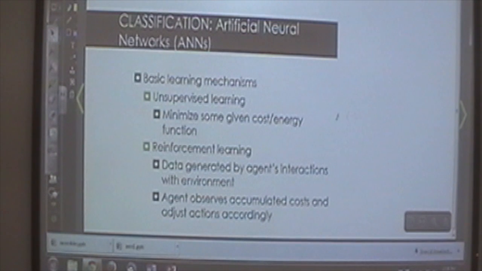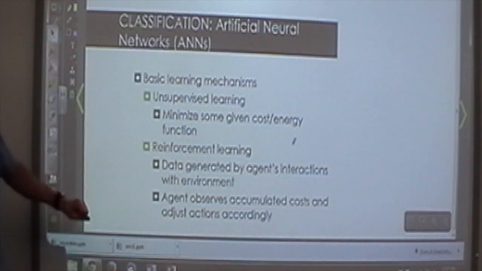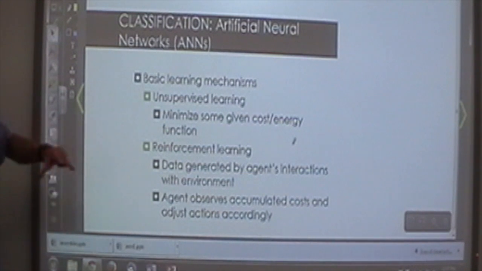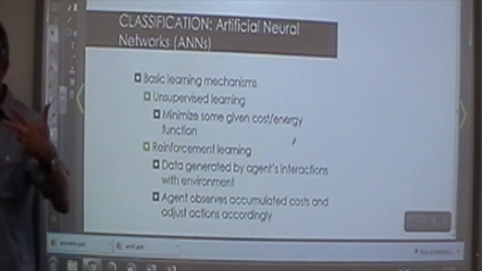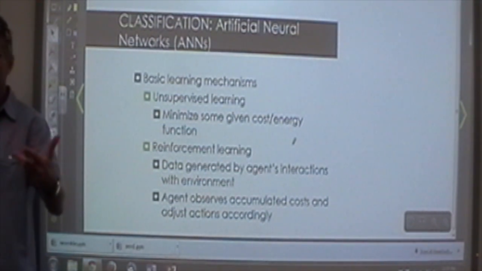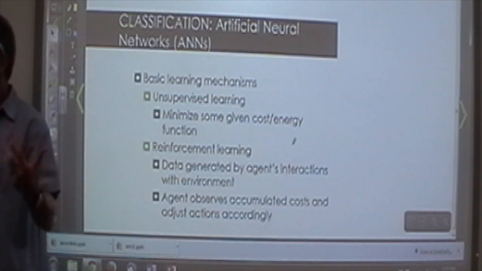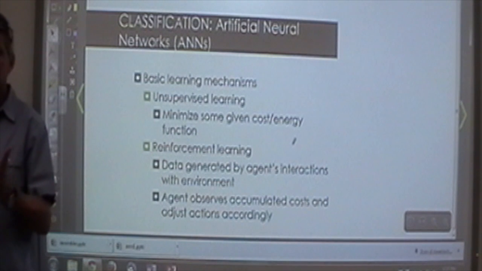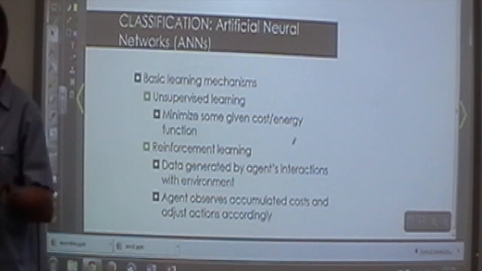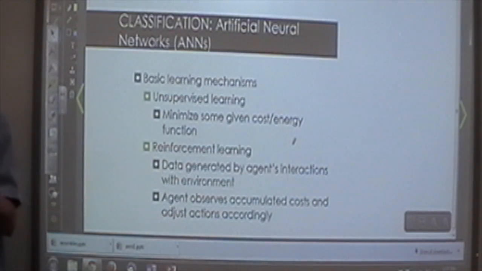You can also use a concept known as reinforcement learning, where you're an agent interacting with your environment, collecting data and making decisions. You start looking at the results of your decisions: how does that affect your accumulated costs? And then you adjust your actions.